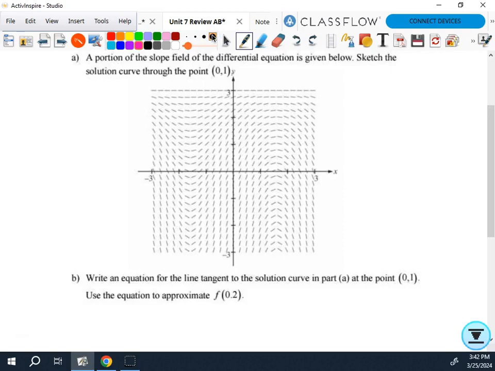Now, and look, check your scale out. This goes to 3, so this is (0, 1) right here. And then we just kind of follow the wave. You have to be close to the right shape.